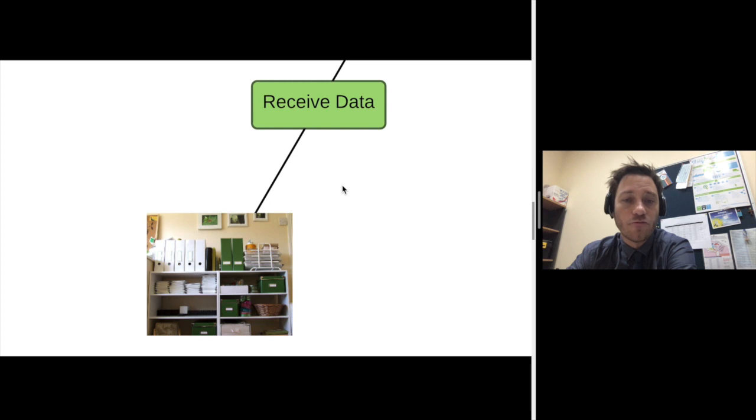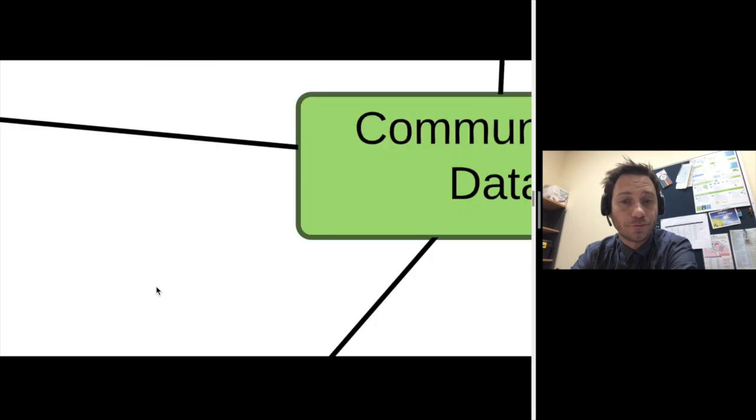The next thing we have is receive data. Once we have the data, we need to make sure that we organize it, we take it, we do something with it. So you can see here we have a nice organized cupboard of files and things like that. It's important that when we get that data, we put it into a form that we can easily use to then go and do something with it.